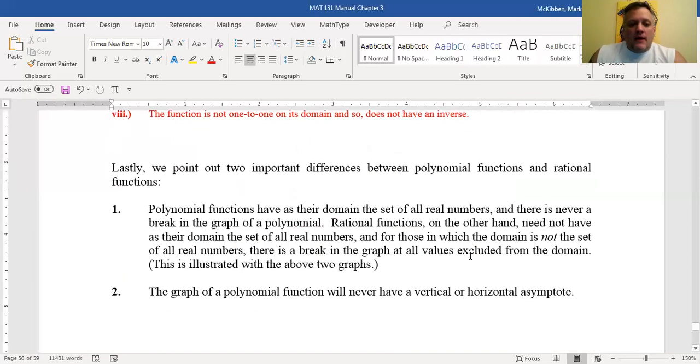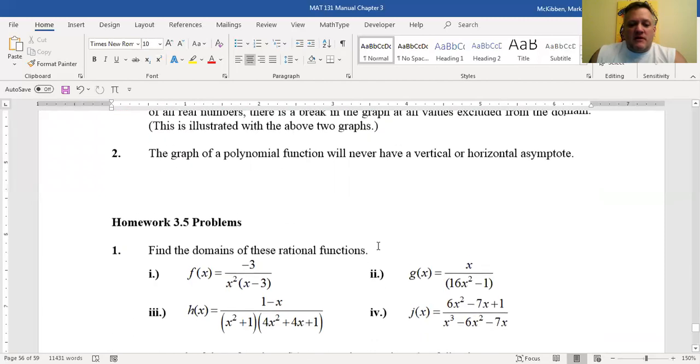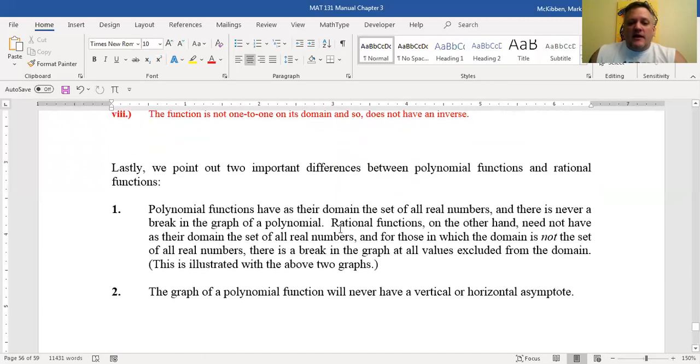All right. A couple of last minute observations here. In terms of polynomials, we know that polynomials have a domain of all reals, and so there's never a break in the polynomial's graph. And so a polynomial can never have either a vertical or a horizontal asymptote. Vertical asymptotes would occur when the bottom is 0. Well, there is no bottom for a polynomial function.